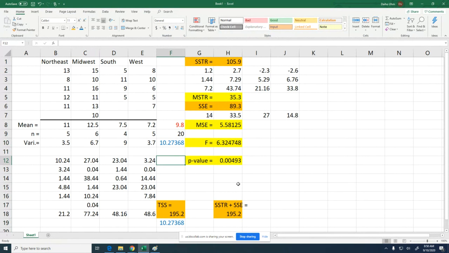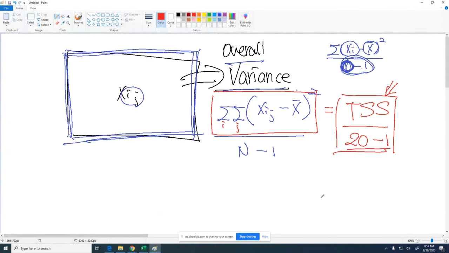They are exactly the same. So what does that mean? TSS is absolutely a part of the overall variance, the numerator. So we don't have to take the TMS, you know, always the MS from the SS, right? So always we take the MS from SS over the degree of freedom, right?